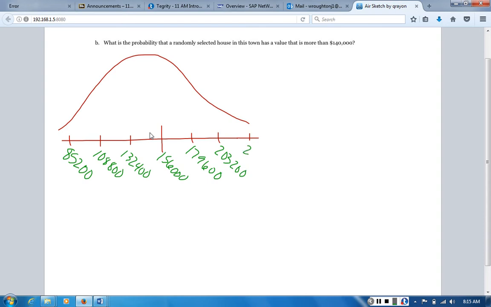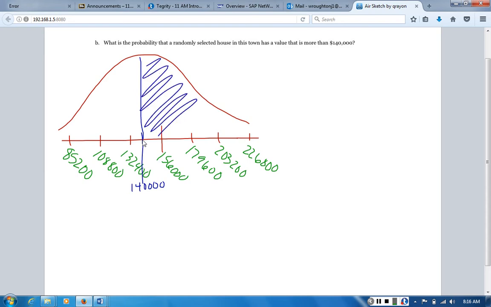And the 226. Alright, now this question asks us to find the probability that the value is more than 140,000. So looking for where 140,000 is, it's between the 132 and the 156,000, technically a little bit closer to this 132,000. So about right there is my 140,000. Then I figure out if I'm going to shade to the left or shade to the right. It tells me more than, so I'm going to shade to the right.